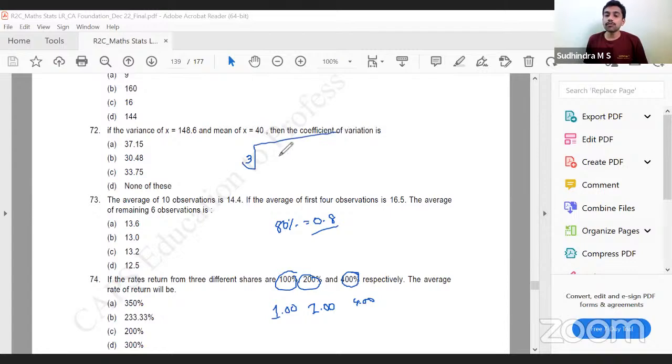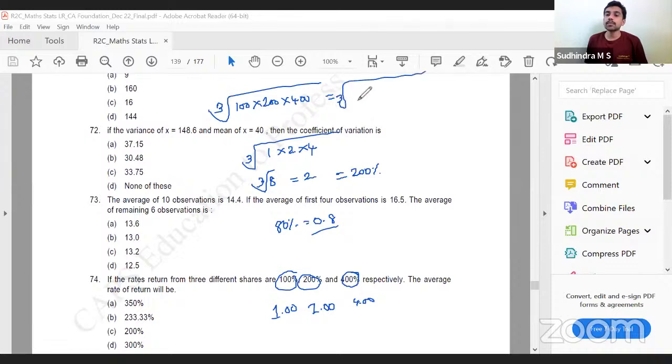Cube root of 1 into 2 into 4. Product: 4 2s are 8, 8 into 1, 8. Cube root of 8 is 2, which is nothing but 200%. Or if you want to consider cube root of 100 into 200 into 400, you still get 80 lakh. Cube root of 80 lakh is nothing but 200. 200 into 200 into 200, we get 80 lakh. So 200% is the answer.